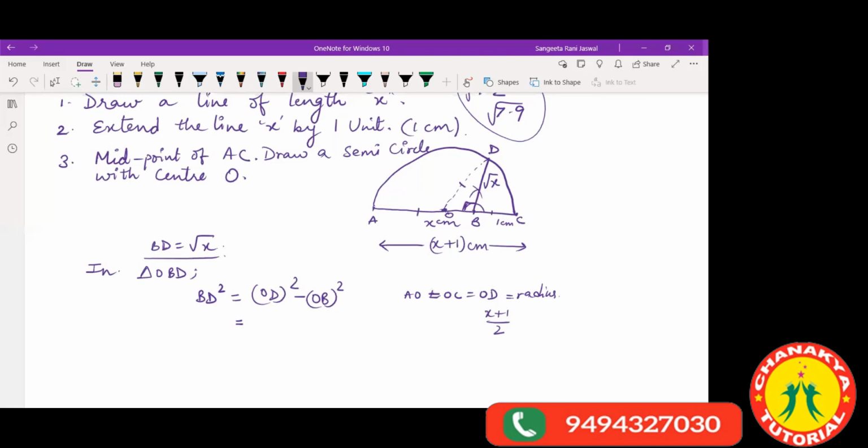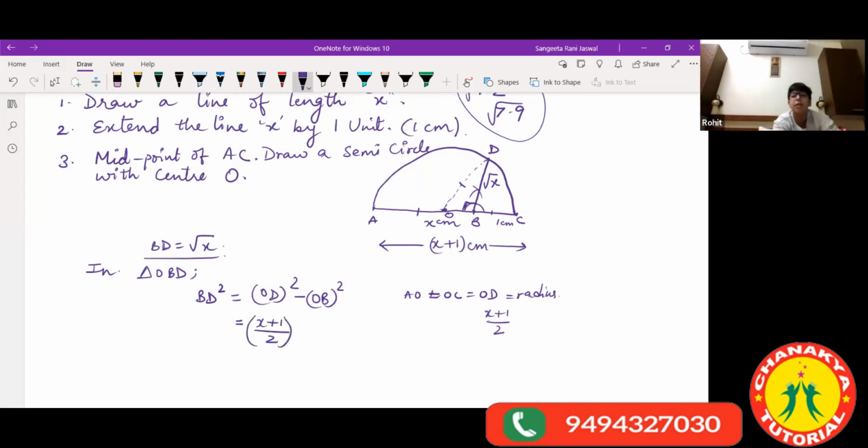Understood this? How did we get OD equals x plus 1 by 2? If understood, please keep showing the thumbs up. Okay? Otherwise, as we move ahead, you will not understand them. Ma'am, can you explain the radius part once more?